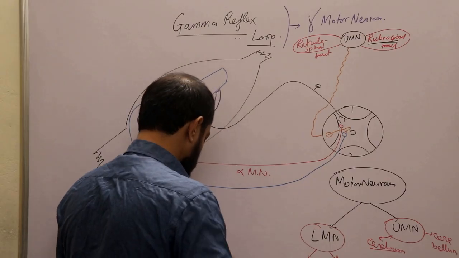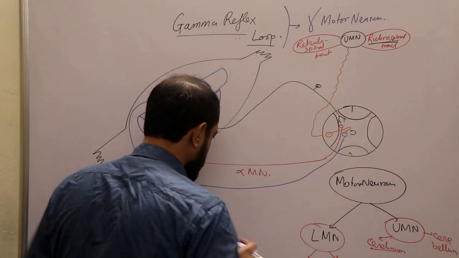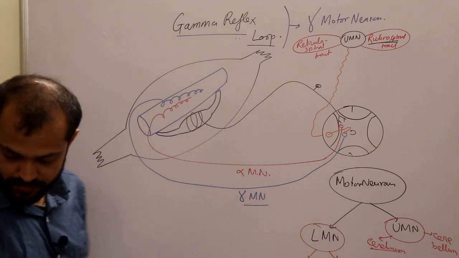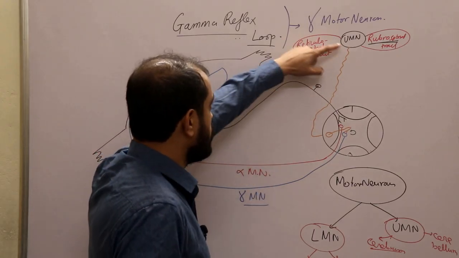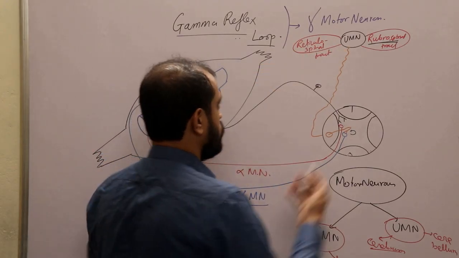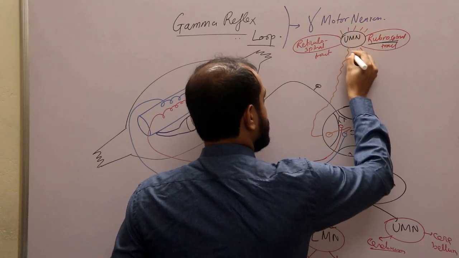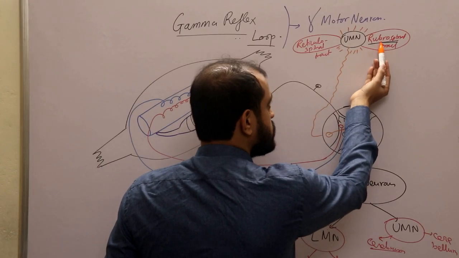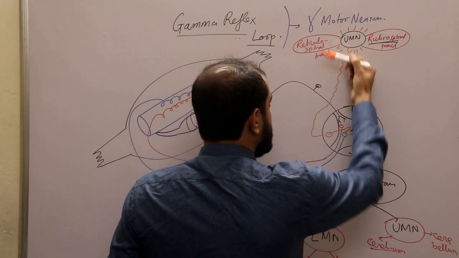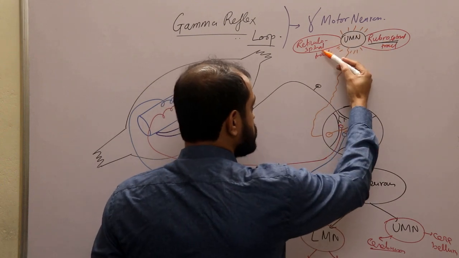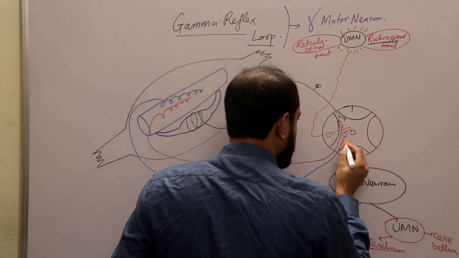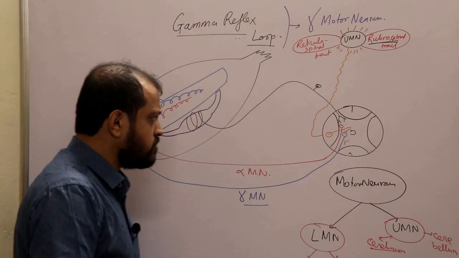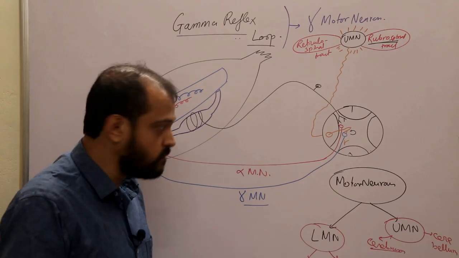Now this is your gamma motor neuron, clear? So when upper motor neurons get excited, then these upper motor neurons fire, and upper motor neurons consist of reticulospinal tract neurons and rubrospinal tract neurons, and these neurons when coming down will activate gamma motor neurons, and gamma motor neurons will directly fire. Now listen, this gamma motor neuron firing is associated with fine movements, right, skillful movements of muscles.